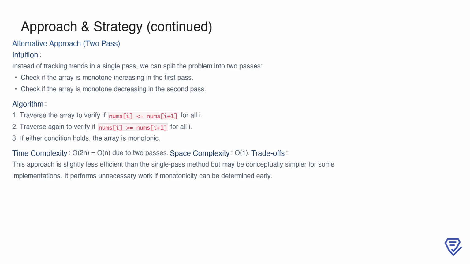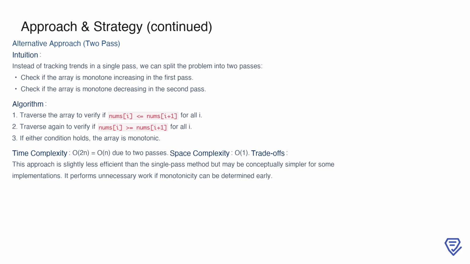This method breaks the problem into two separate checks, one for monotone increasing and one for monotone decreasing. During the first pass, we verify if every element is less than or equal to the next. If this holds true for the entire array, it's monotone increasing. In the second pass, we check if every element is greater than or equal to the next, which would confirm monotone decreasing. If either condition is satisfied, the array is monotonic.